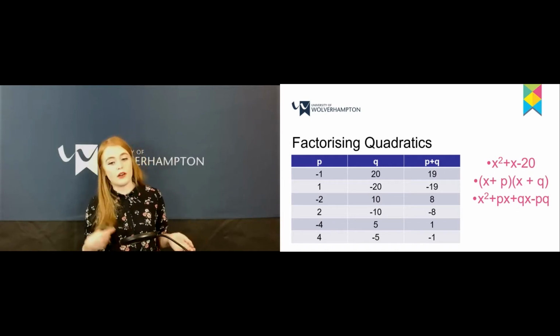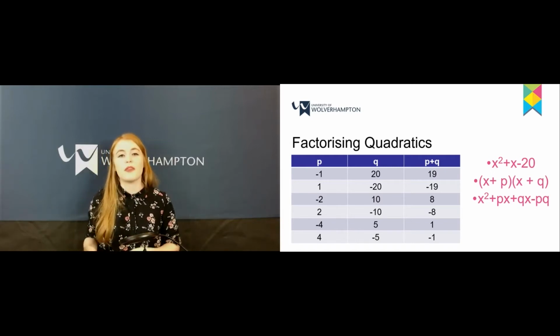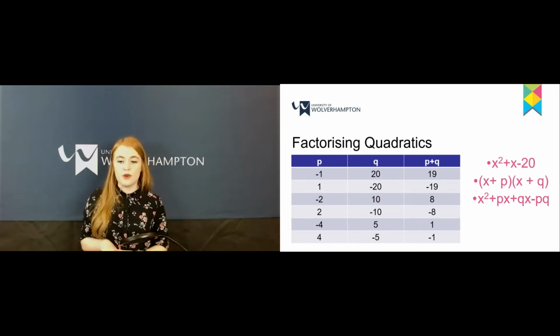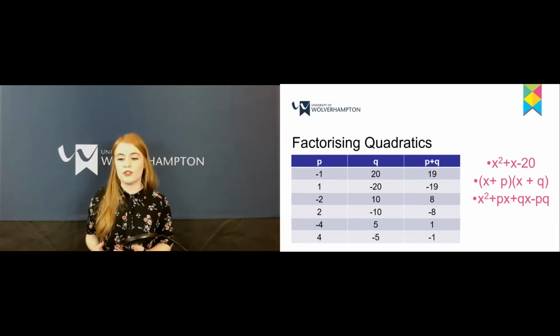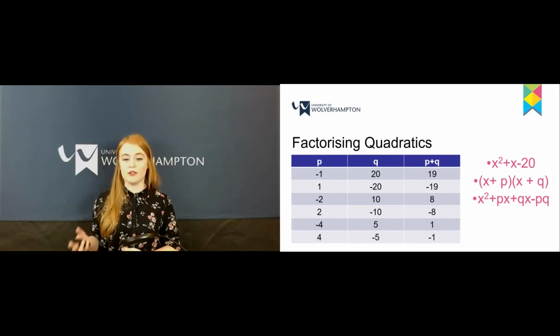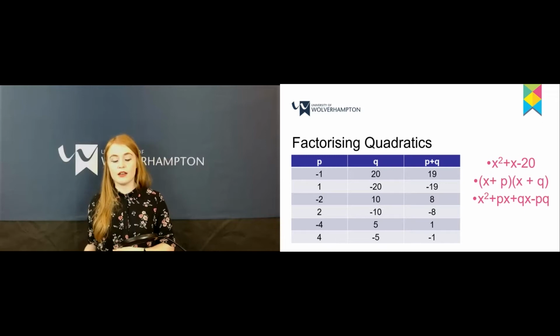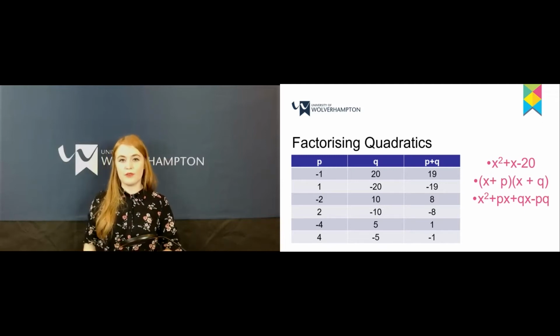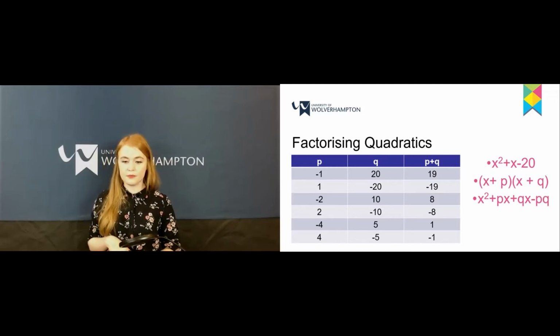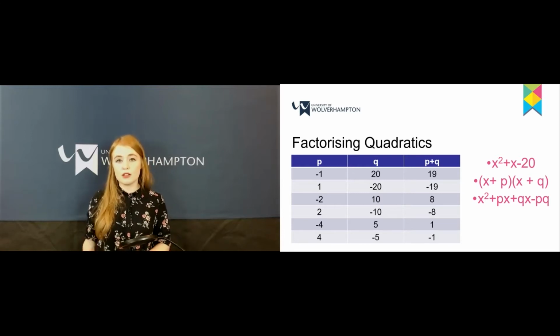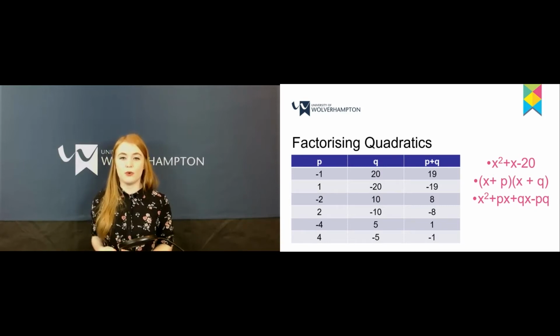We could have a 1 and a minus 20, but they add together to make minus 19. So you go through and you find all of the different combinations that could make this C number, our minus 20. We could have minus 2 and 10, 2 and minus 10, minus 4 and 5, and 4 and minus 5. But the only combination that multiplies together to make minus 20, but adds together to make 1, is minus 4 and 5, as illustrated in the table.